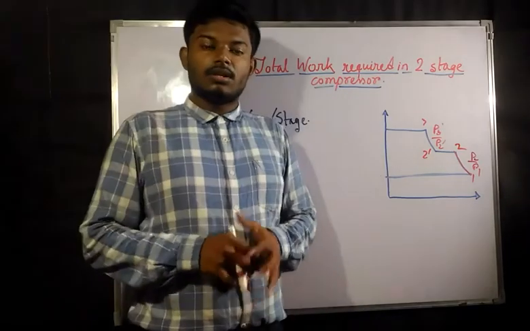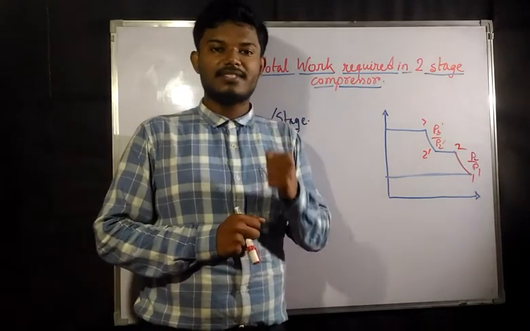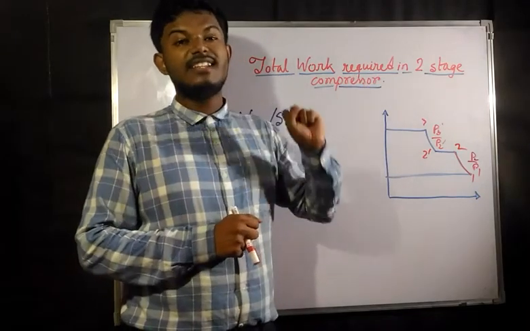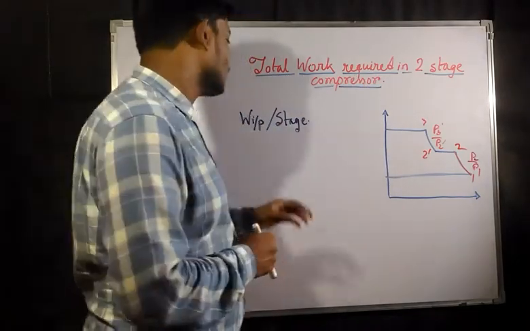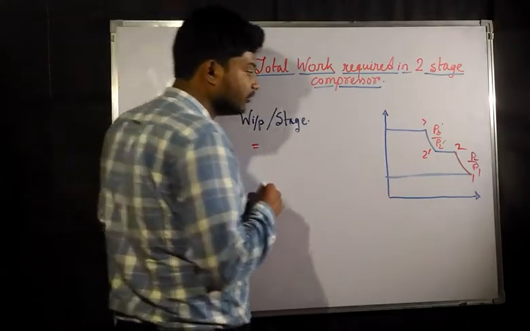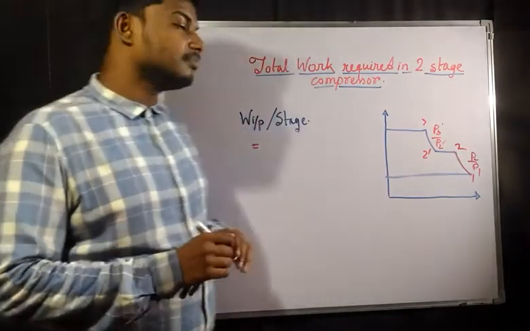Now we are going to find what the work input required per stage is going to be. In multi-stage we go stage wise, so in each stage, what is the total work input? Suppose we are going from 1 to 2. The compression is taking place from 1 to 2.